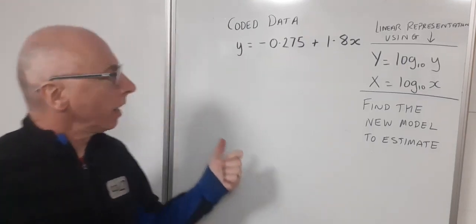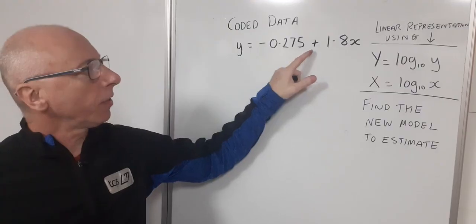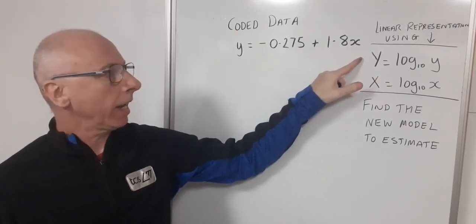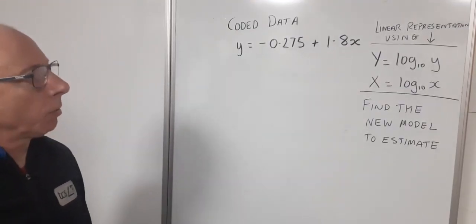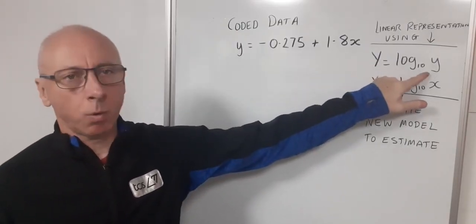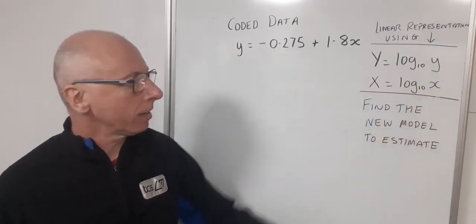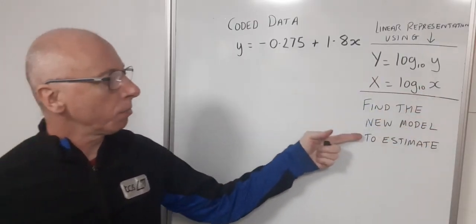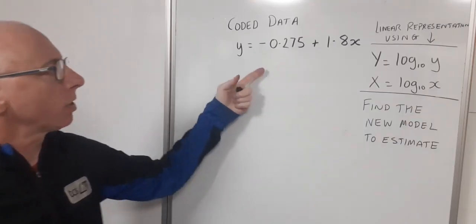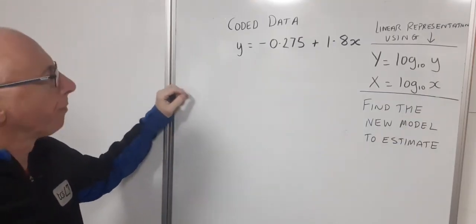So here we've got some data and it's represented by y equals minus 0.275 plus 1.8x. Now we want to code the data using y equals log base 10 of y and x to be log base 10 of x. And then what we're going to do is find the new model to estimate our values on this line here. So how are we going to do that?